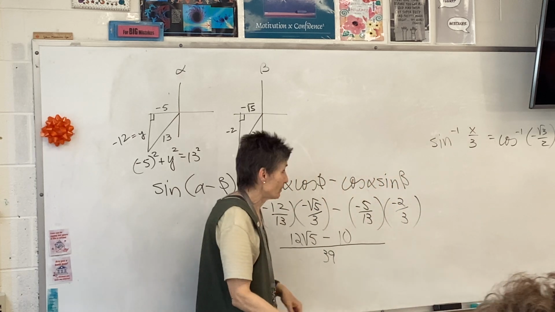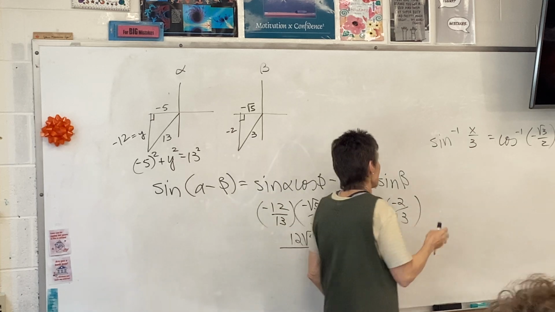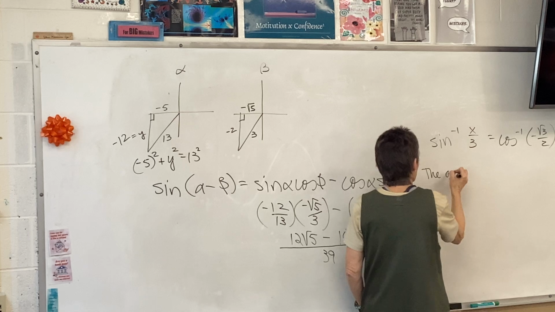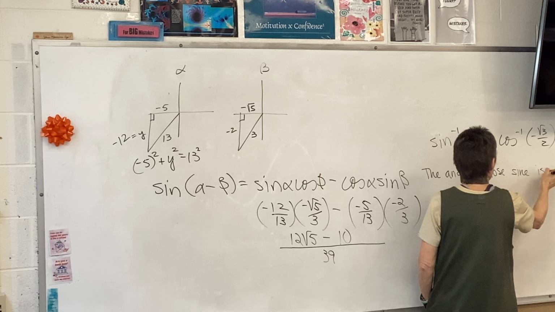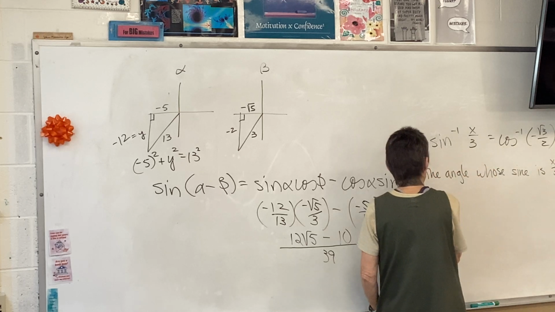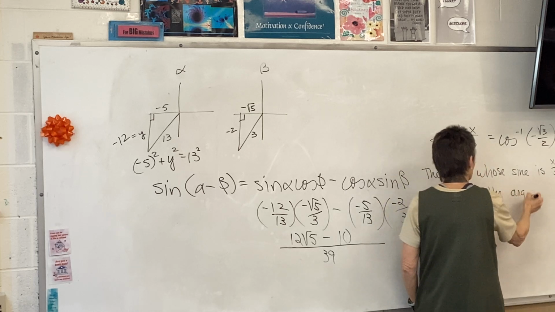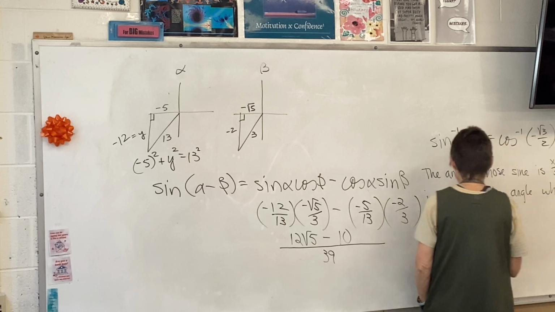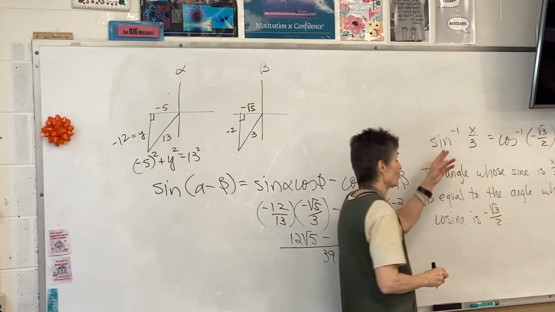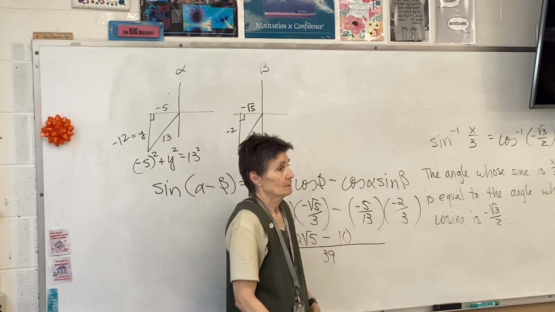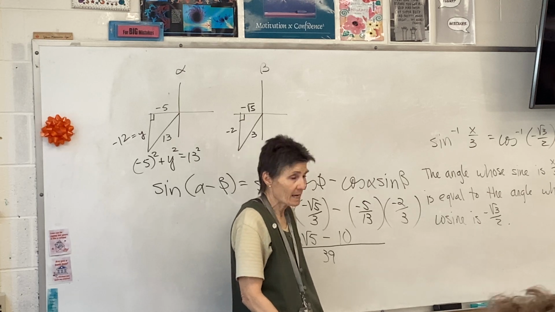Okay, so we literally should try to read this first of all. What is this saying? This is saying the angle whose sine is x over 3 is equal to the angle whose cosine is negative root 3 over 2. Remember, your inverse notation is an angle. Finding the angle.